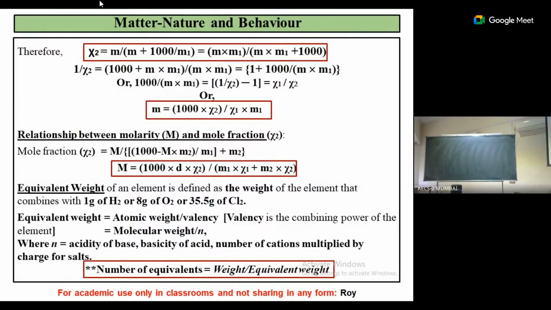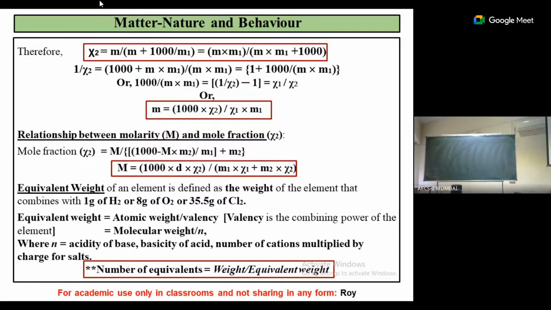Now, relation between molarity and mole fraction. Say again, similar type of mole fraction χ2 equal to molarity divided by, this is the weight of the solvent. Last slide we have done it, 1000 d minus M2 into M. So weight of the solvent divided by molar mass of the solvent gives you moles of solvent. And plus you have M2, that's the moles of the solute. So this is the total number of moles. And on top you have molarity. Molarity is nothing but the number of moles in 1 liter, right? So that gives you the relation.